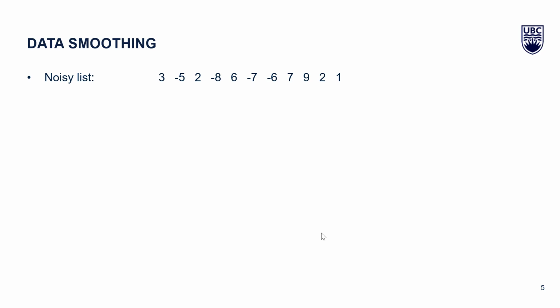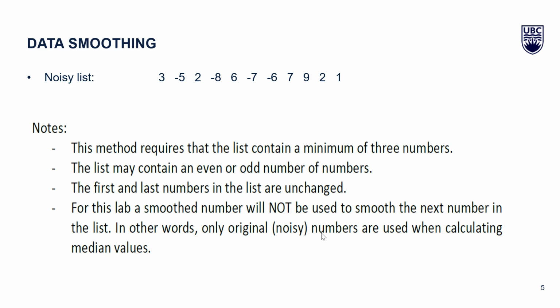Here in this pre-lab, for example, you are given a noisy list, which contains 11 elements, and we want to do data smoothing for this noisy list. So the steps that we will follow: this method requires the list to contain a minimum of 3 numbers. The list may contain an even or odd number of numbers.